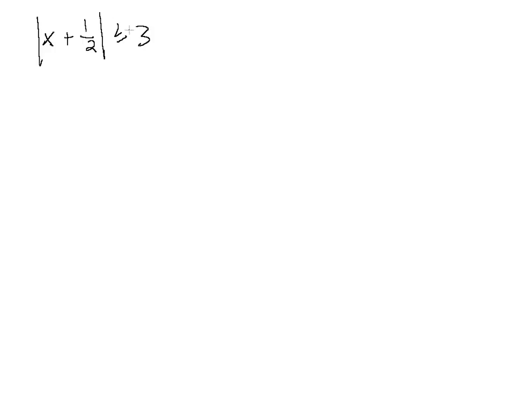All right, so we have a less than or equal to sign, which means we have an "and" inequality, which means we're going to have one solution interval. So let's go ahead and write the two possibilities. So we have x plus 1/2. It can either be less than or equal to 3, and we want the solution interval where x plus 1/2 is greater than or equal to a negative 3.